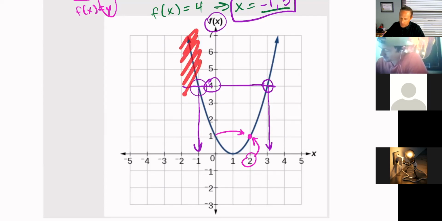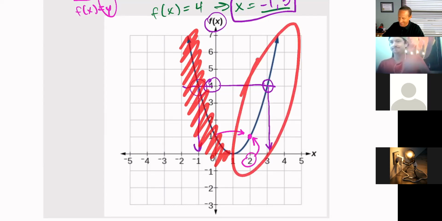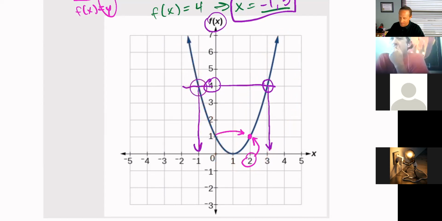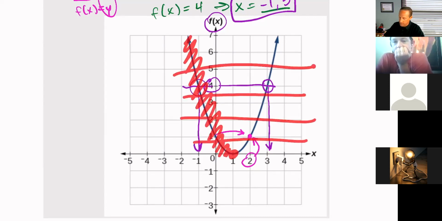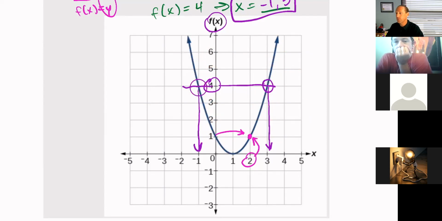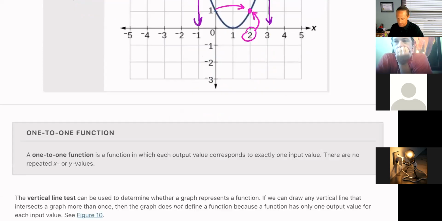How about if I got rid of the whole left side? You guys know if you get rid of the whole left side, then you're all right. But the reason is, if I got rid of one half and I just chose the left side from the vertex, now would it pass? Yes. So we can put what are called restrictions on the domain and force functions to now be more powerful and be one-to-one functions. Okay?